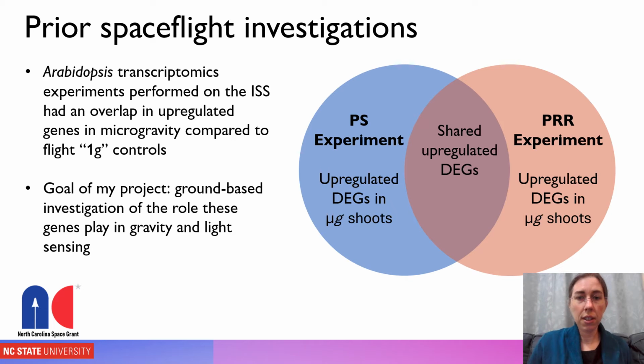My project is to further investigate the role that these genes play in light and gravity sensing. I'm focusing in particular on genes known to be related to auxin and light signaling. Auxin is a plant growth hormone that promotes cell elongation and curvature of roots and stems.